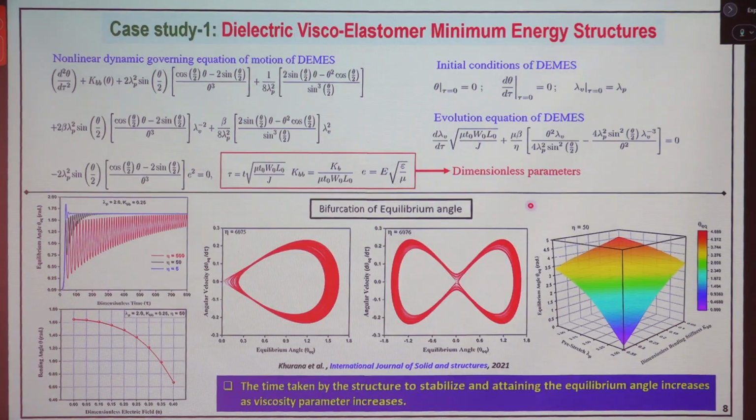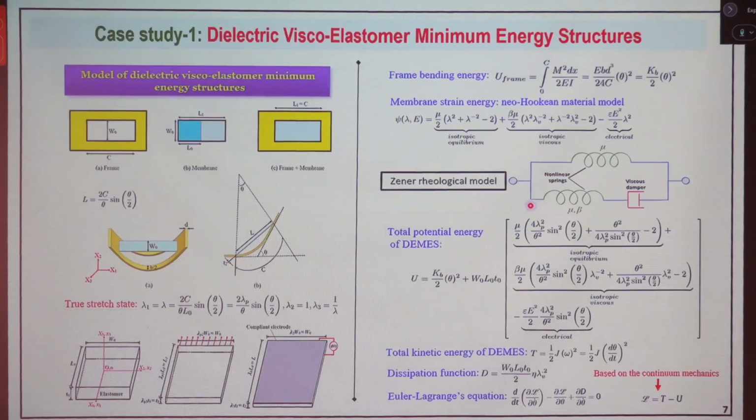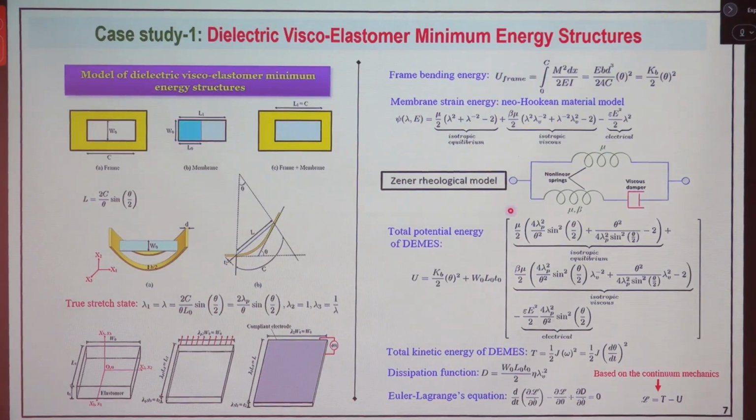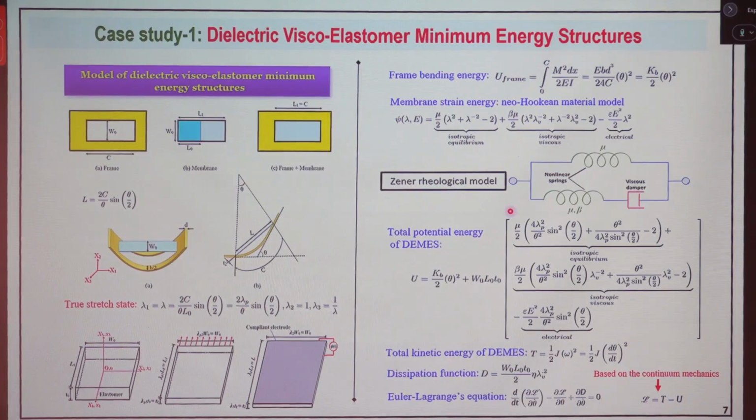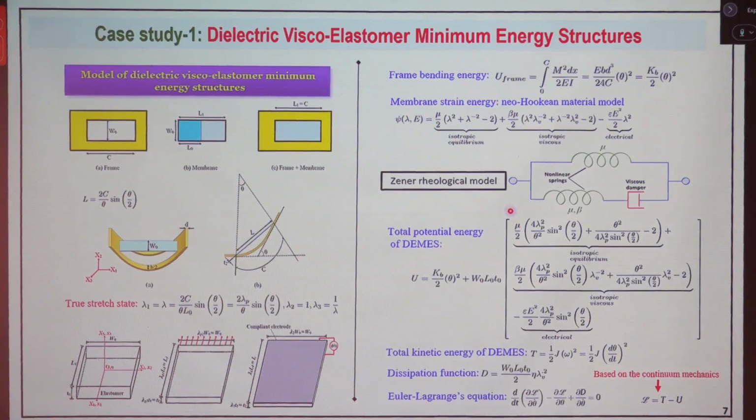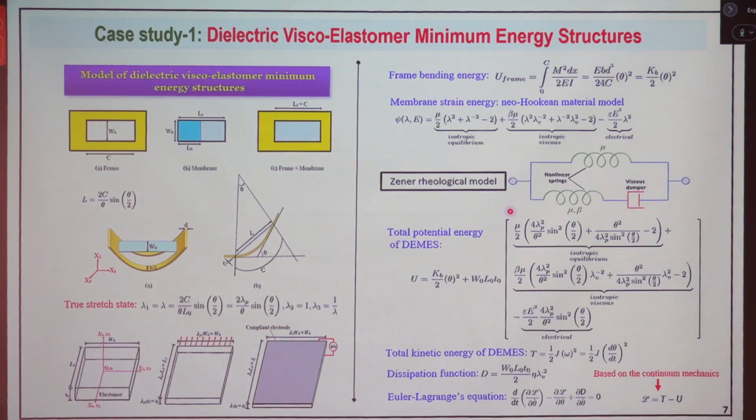If you see mathematically, when we have this combination, the total energy of the system will definitely be the summation of the frame bending energy as well as the membrane strain energy. The membrane is already pre-stretched, so it will have some strain energy. And your frame, because of the pre-stretching of the membrane, when you release it, will attain a configuration. So your total potential energy of the DEMS will be the summation of the frame bending energy as well as the membrane strain energy.